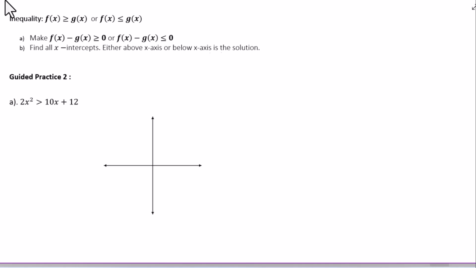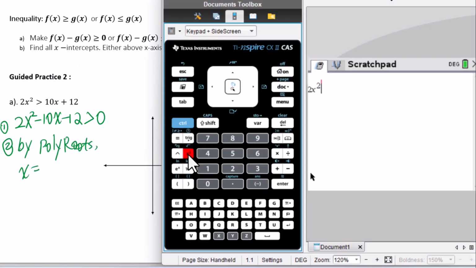A, 2x squared greater than 10x plus 12. We will move everything to the left side. Remember, change the sign. Second step, since this is a quadratic equation, we can use polyroots to figure out the solutions. 2x squared minus 10x minus 12.